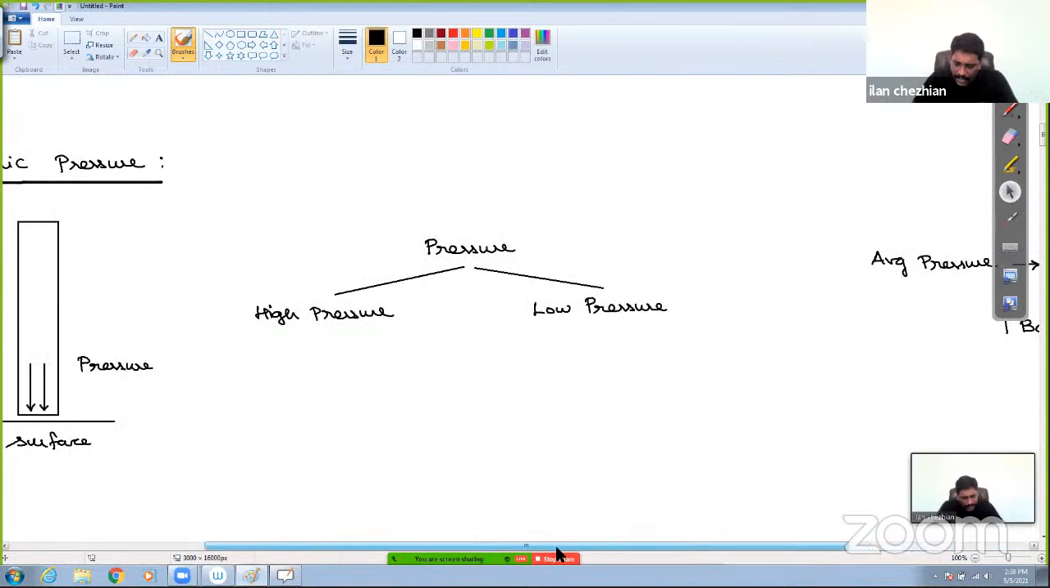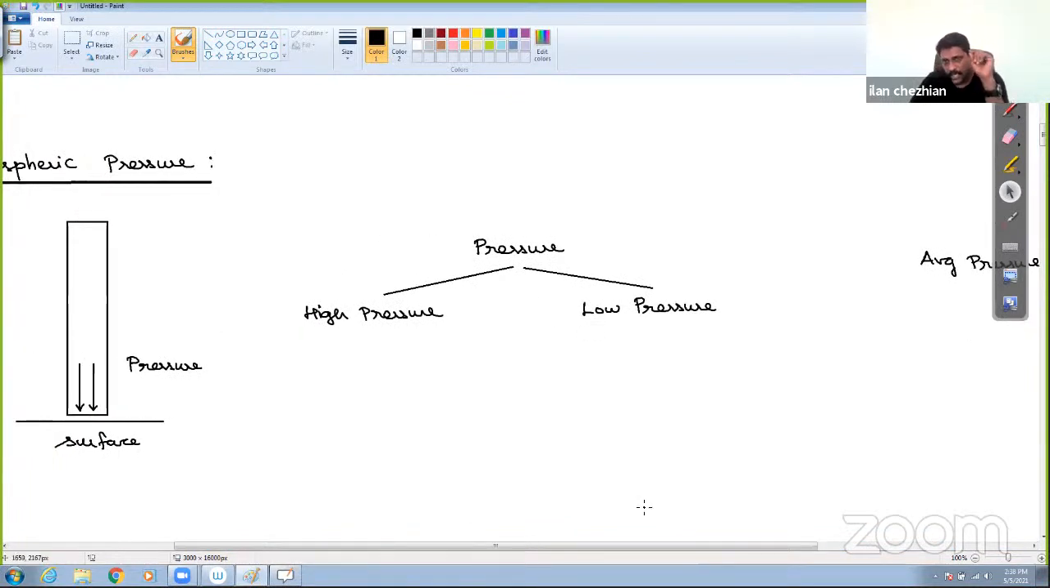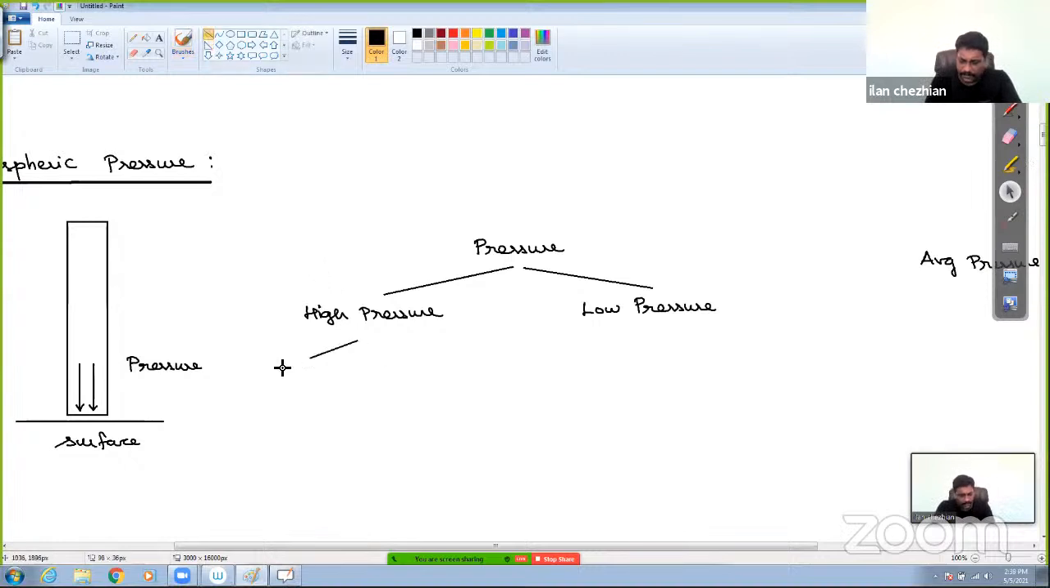Now coming here, let us talk about high pressure. How should I understand high pressure? Any pressure system which has a value of more than 1013.25 millibars, you call high pressure. Any pressure system which has a value less than 1013, you call low pressure, my friend. So I talk about this high pressure.